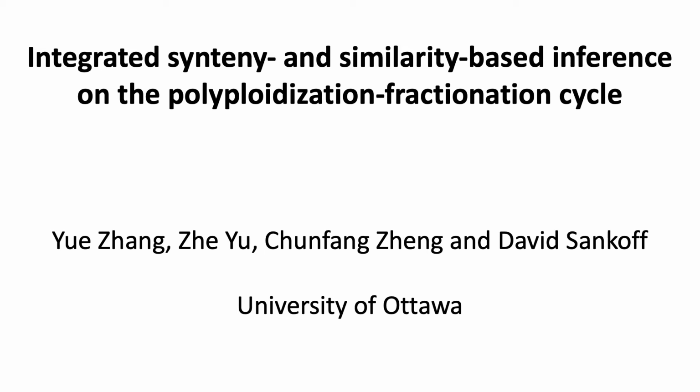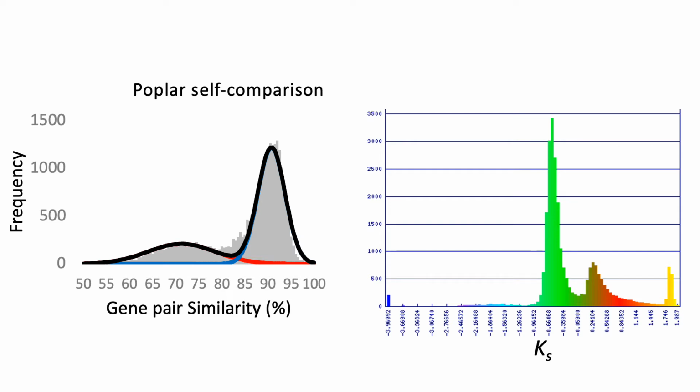Hi, this is David Sankoff, and I'd like to talk about combining synteny and similarity-based inference on the polyploidization-fractionation cycle. In plant comparative genomics, a common type of data is a gene pair similarity distribution. The peaks in this distribution represent ancient polyploidization events.